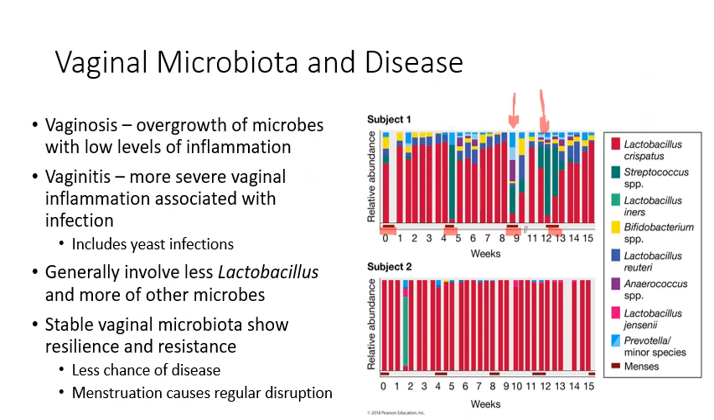On the bottom, you have someone with a high resistance microbiota. You can see that even though they're menstruating, usually their microbiota doesn't change. It usually remains just lactobacillus.